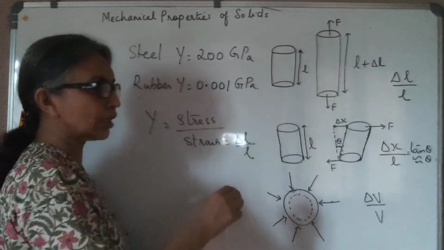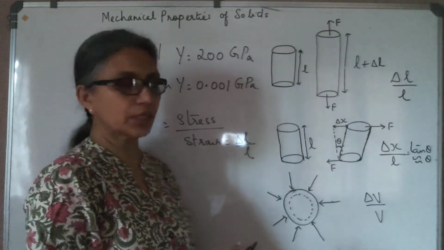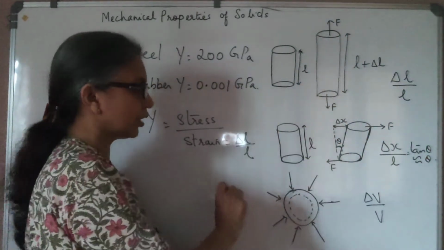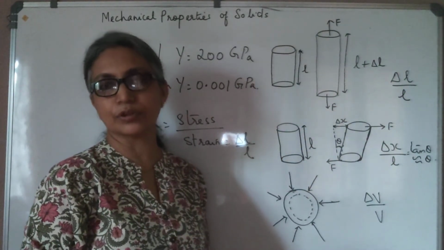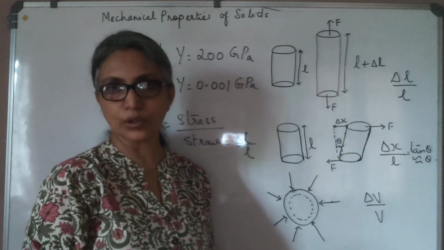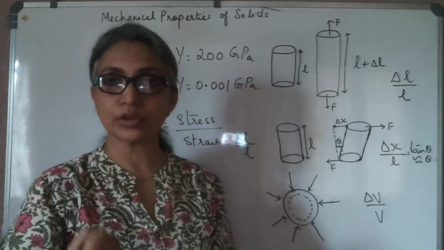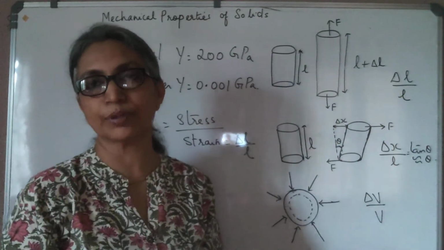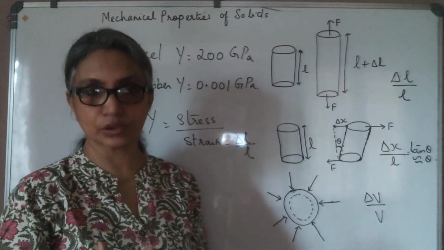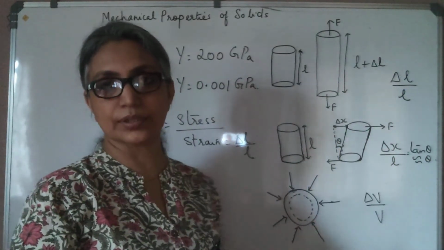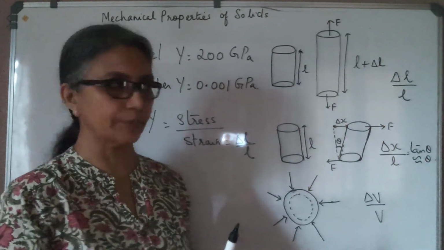So if you apply the same force on two rods, one steel and the other rubber, when you apply the same stress, the strain is lesser for steel, for rubber it is more. Elasticity in physics is the ability of a body to resist the change when a deforming force is applied on it. So steel has a higher resistance to change when the same stress is applied compared to rubber, and therefore steel is more elastic than rubber.